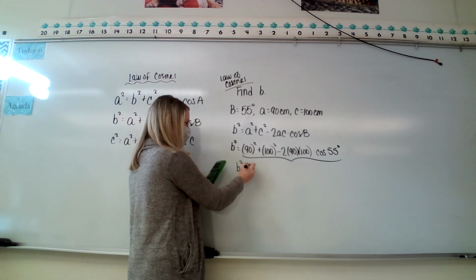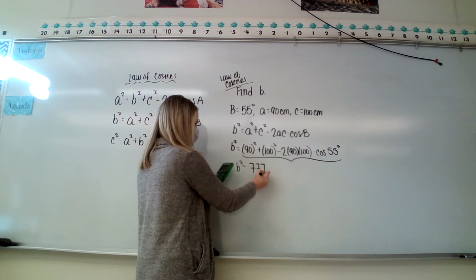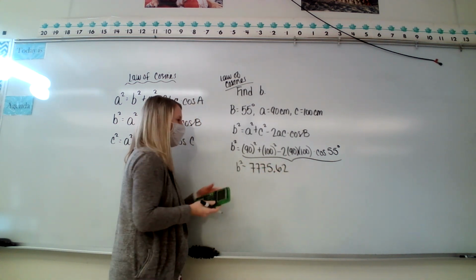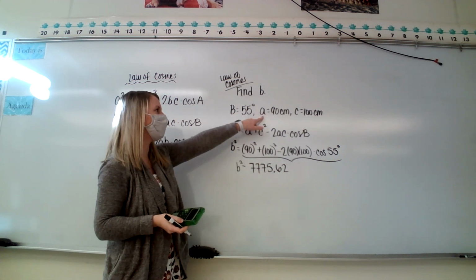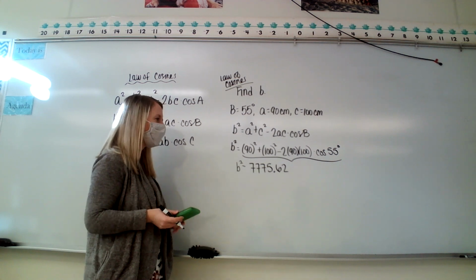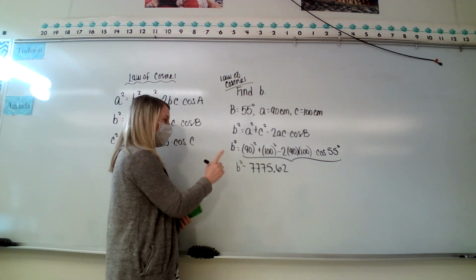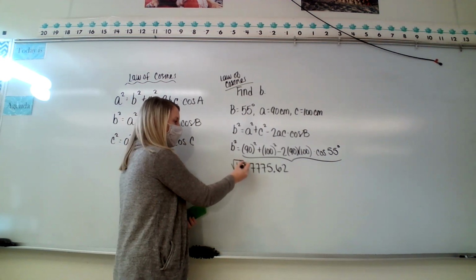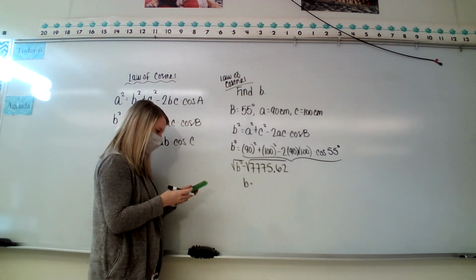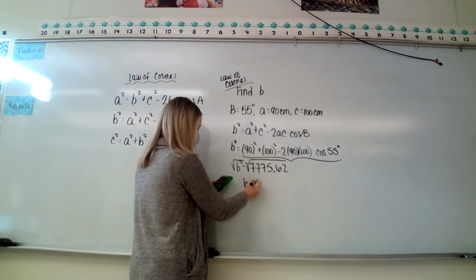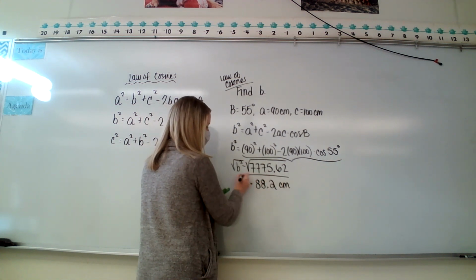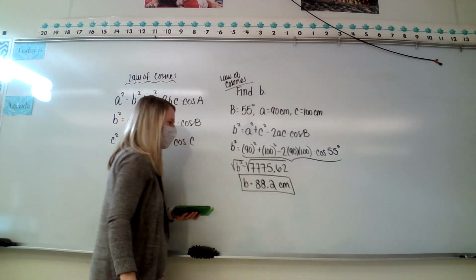Oh, it comes out to a big old number, 7,775.62. Obviously, that's not our answer, right? We're not going to have a triangle with sides 90, 100, and 7,000. That wouldn't even be a triangle. That wouldn't make sense. So you need to remember, B squared equals that. Make sure you take the square root. So I'm going to do the square root of that answer, and that comes out to about 88.2. That makes a lot more sense for those numbers, and that would be your final answer.